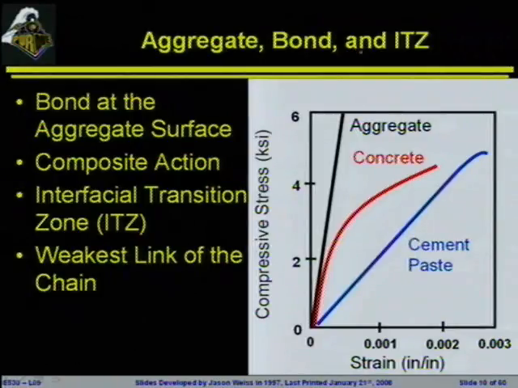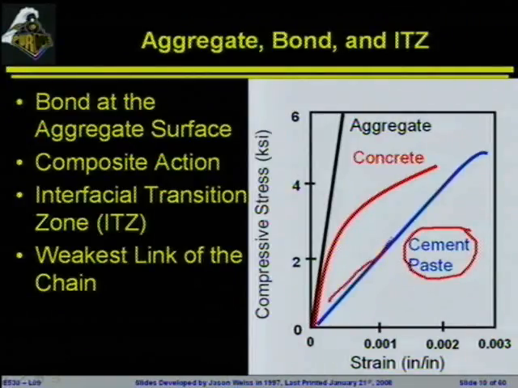Aggregate bond in the interfacial transition zone. One thing that I want to point out before we start getting into production issues. One of the things that's the most interesting feature, I think, of concrete is if you were to test cement paste and get a typical stress-strain curve for cement paste, you would find out that the curve is relatively linear, relatively elastic up until the point where it fractures, and then the crack propagates directly across the specimen. So cement paste on its own, just cement and water, is a linear elastic material, linear up to failure. Once the crack propagates, it behaves much like glass.